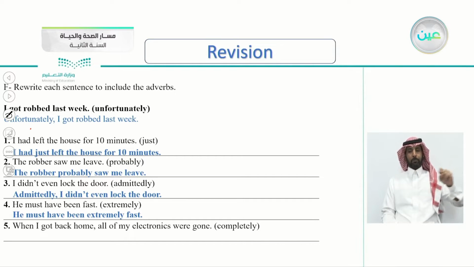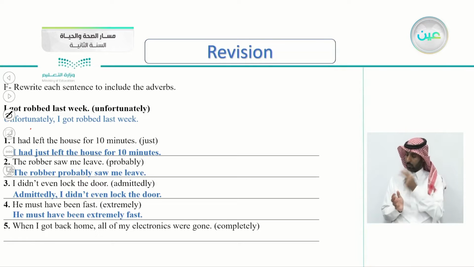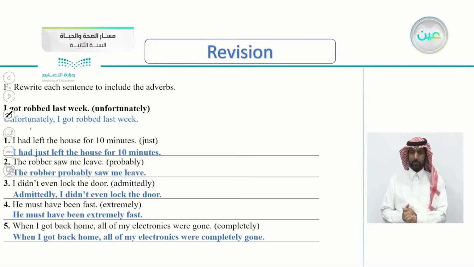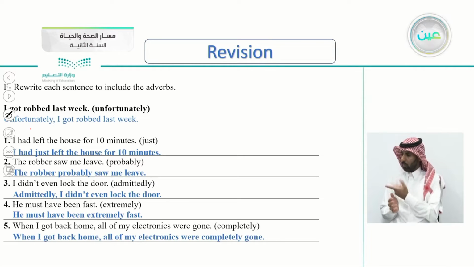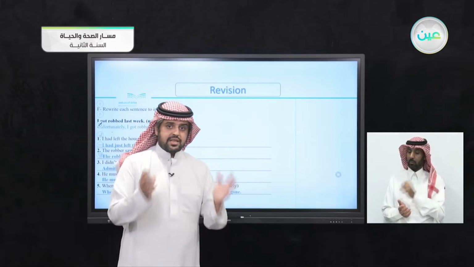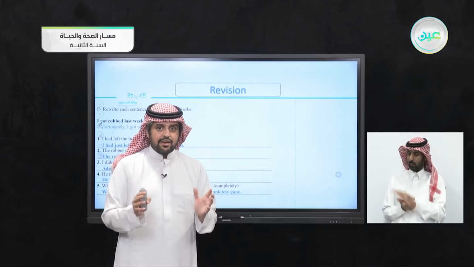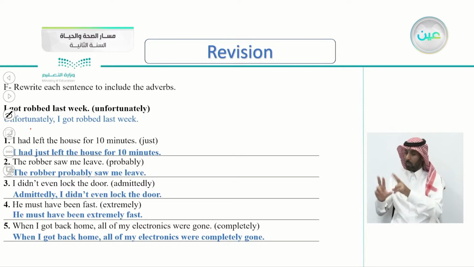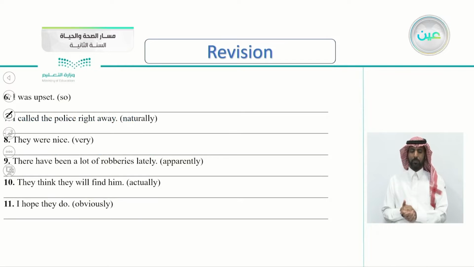Number five, when I got back home, all of my electronics were gone, and the adverb is completely. Yes, that's correct. When I got back home, all of my electronics were completely gone. What's the meaning of completely gone? Yes, that's correct. It means that there was nothing left. He took everything. Number six, I was upset, and the intensive adverb so. Yes, excellent. I was so upset.